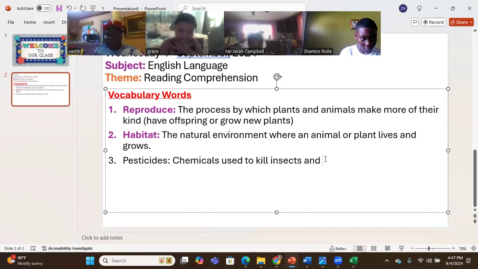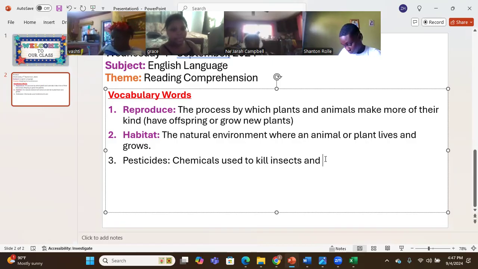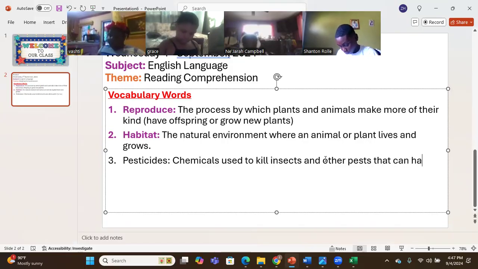Whenever they're farming, they use pesticides to help prevent the food from getting invaded by different animals that want to eat it. Not only do you want to eat the food, the animals want to eat the food too. So they use pesticides, chemicals used to kill insects and other pests that can harm crops.